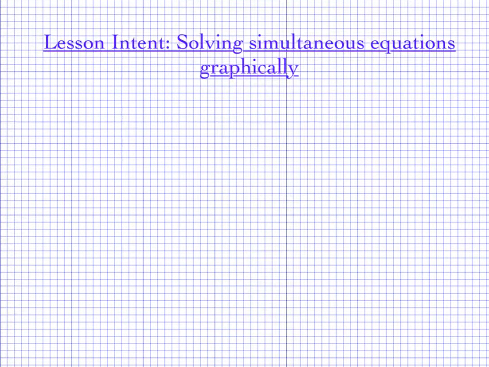Today's lesson is solving simultaneous equations graphically. In previous lessons, we have learned how to solve equations graphically when we have one piece of information missing, but today we're going to be looking at two missing pieces of information. Okay, so two pieces of info missing.